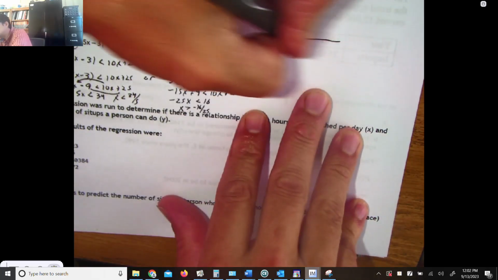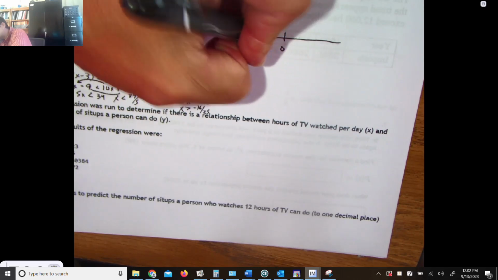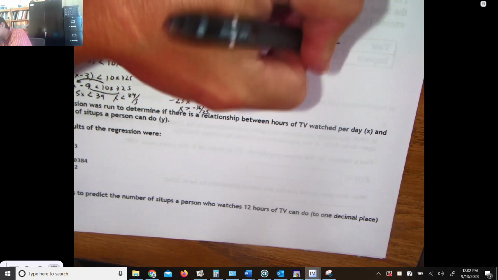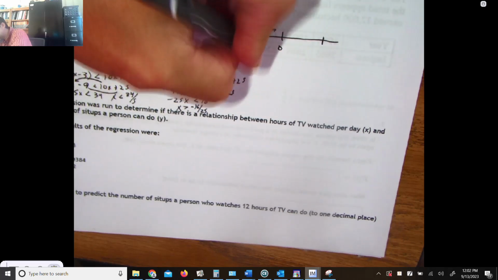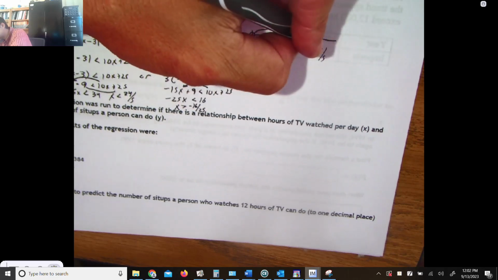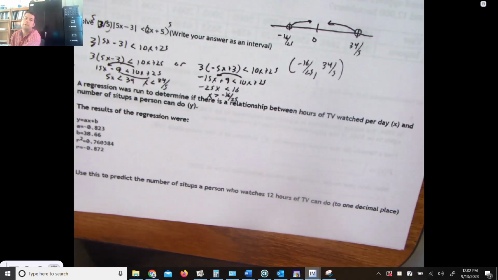So let's take a look at this on a number line, because that's what you're supposed to think about when you write inequalities. We are greater than some negative number, which means we would shade right, and we are less than some positive number. This is where negative 16/25 might be on a number line, and this is where 34/5 might be on a number line. But we're less than that guy. They're both open holes because of the inequality symbolism. So the interval is actually pretty simple. Negative 16/25 to 34/5.